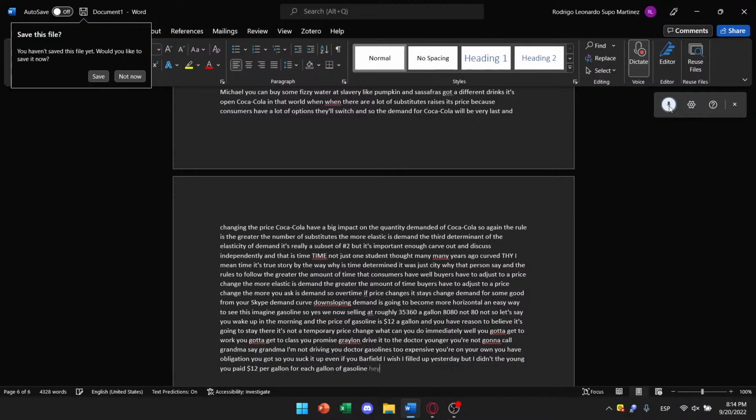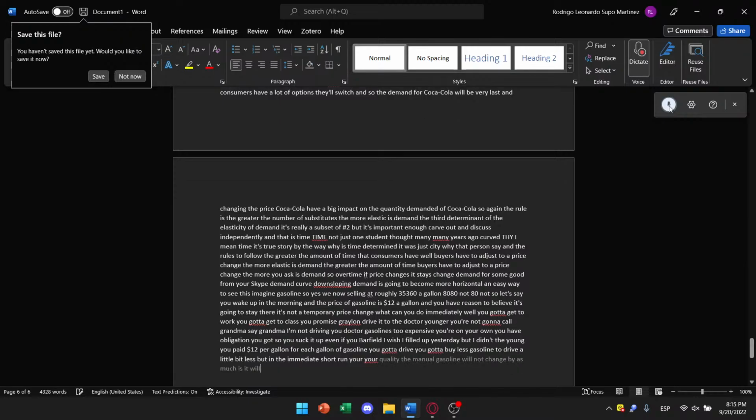You're going to buy less gasoline, you drive a little bit less, but in the immediate short run, your quantity demanded of gasoline will not change by as much as it will change over time. When the price goes up by that much, and I'm picking an obviously extreme example to make the point clear, but it applies throughout, you have more time to adjust.